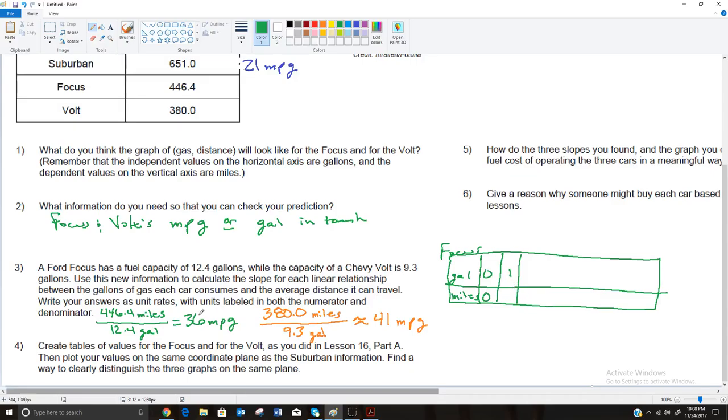1 gallon of gas is going to get us 36 miles. That's what 36 miles per gallon means. So 2 gallons, we should get twice as far, which is 72. 3 gallons, add another 36 on there, and we're at 108. For 4 gallons, add another 36 to that, so 108 plus 36, and we get 144. And if we add 36 to that again, 144 plus 36 is 180.